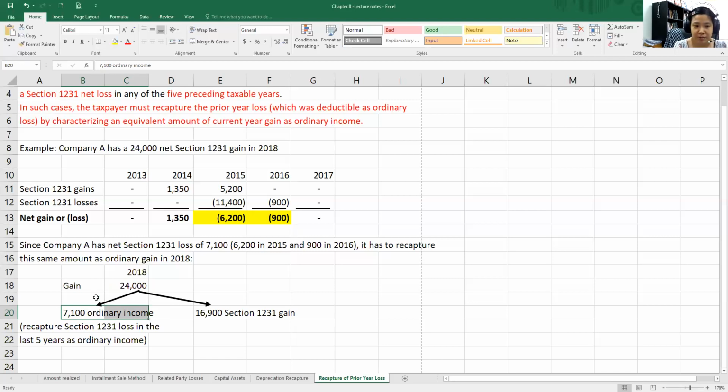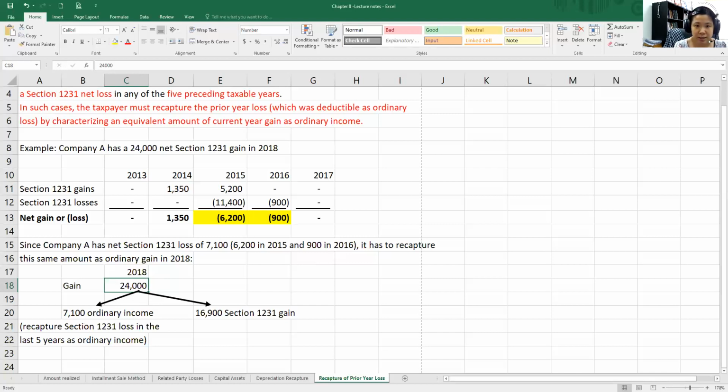Now, this will help the government, because if they don't do that, and you can recognize all the 24,000 as Section 1231 gain, it means you can treat it as capital gain, and so you can use it to deduct all the capital loss. So the government doesn't want that. They want you to treat a part of that as ordinary income up to the amount of Section 1231 loss that you could deduct in the past.